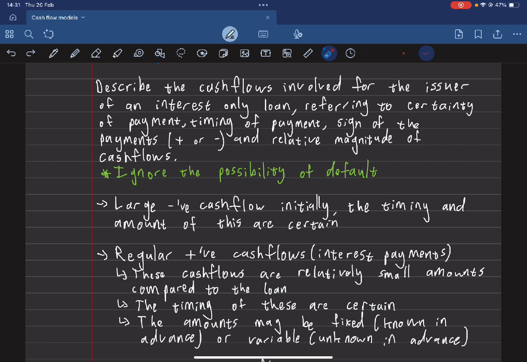So the first thing we see is that there's going to be a large negative cash flow in the beginning, and this is when we give out the loan, so we give out a lot of money. The timing and the amount of this are certain because we know how much we're going to give out and we know when we're going to give it out. We're going to give it out at time 0.